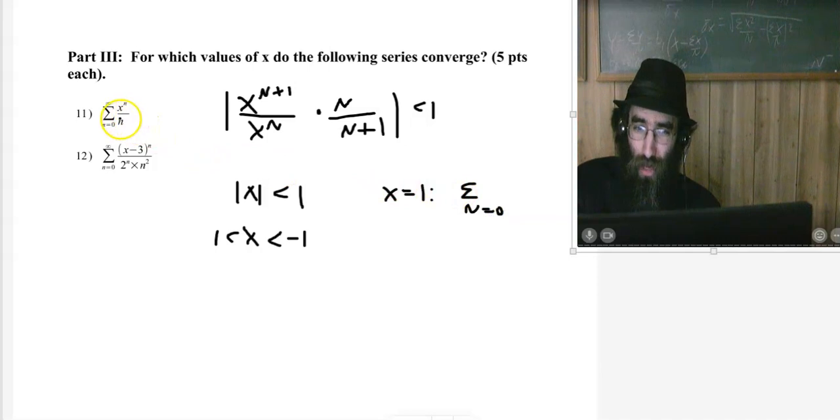And I just realized there was a typo in here. These needed to start at 1. After I made such a big stink earlier about the problem on the previous page starting at n equals 2. So yeah, sum as n goes from 1 to infinity. Sorry, we just said that x equals 1, so that's going to be 1 over n. Diverges, it's a harmonic series.